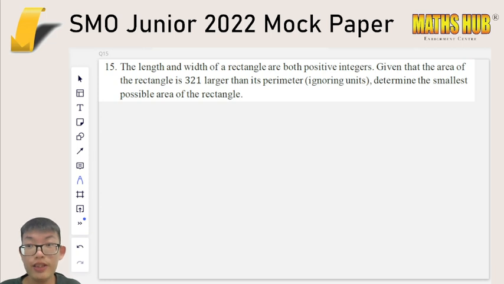Okay, last for this video will be question 15. The length and width of a rectangle are both positive integers. Given that the area of the rectangle is 321 larger than its perimeter, ignoring units, determine the smallest possible area of the rectangle.